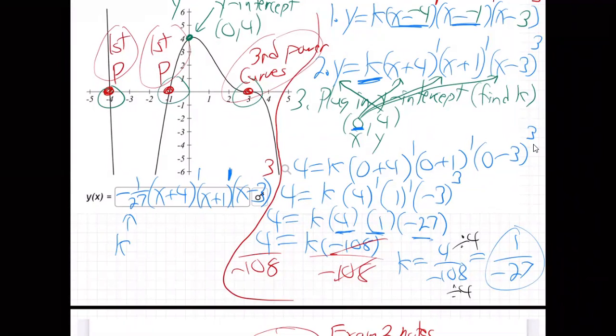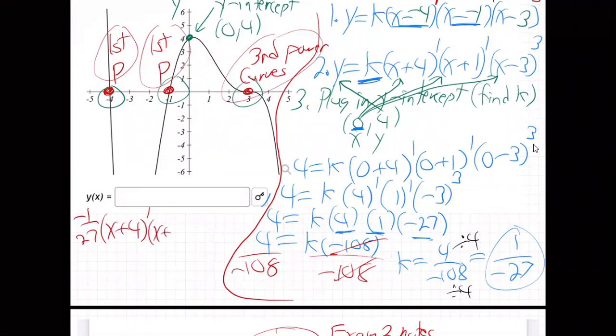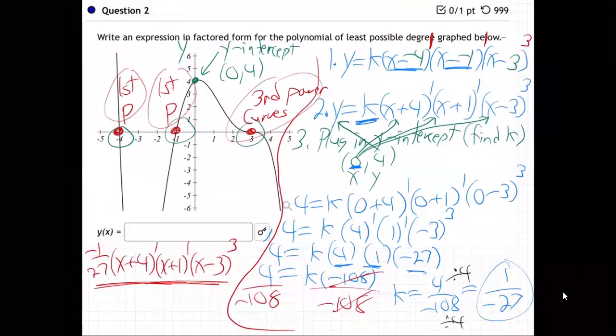There's the formula. There just wasn't room to write all that, so we will write it down here. Minus 1/27, x plus 4 to the first, x plus 1 to the first, x minus 3 to the third. And there we go. There's how we do it.